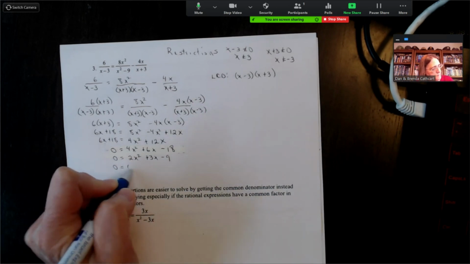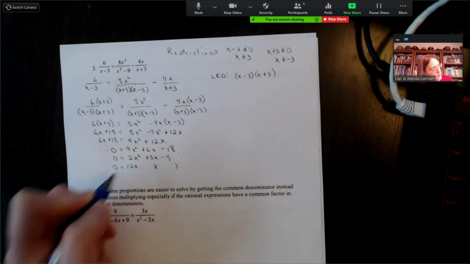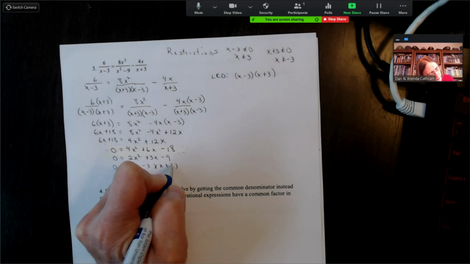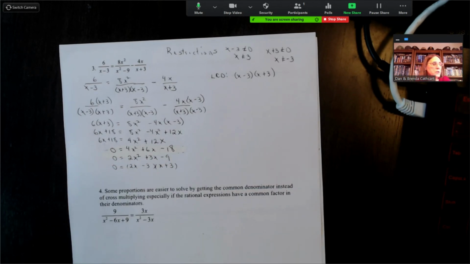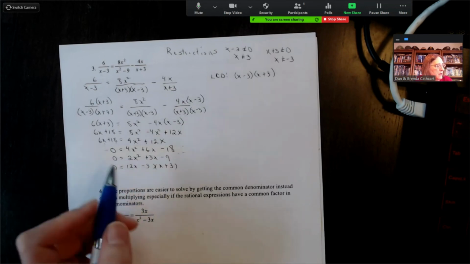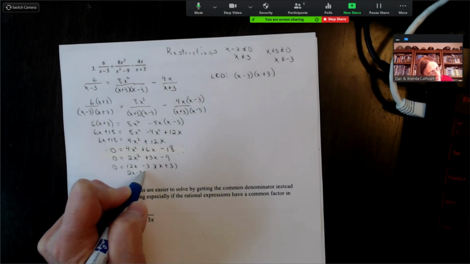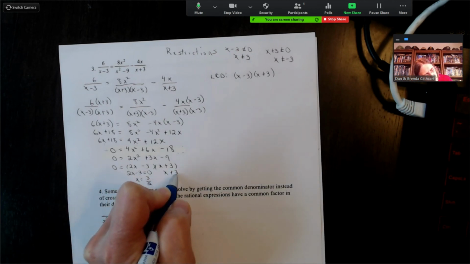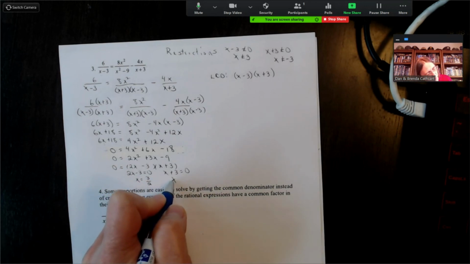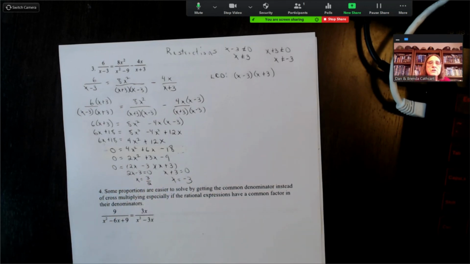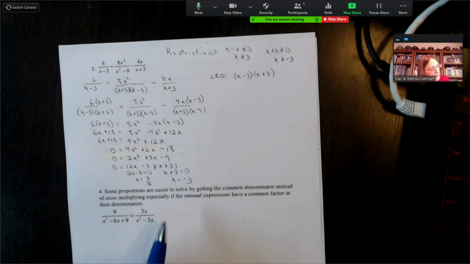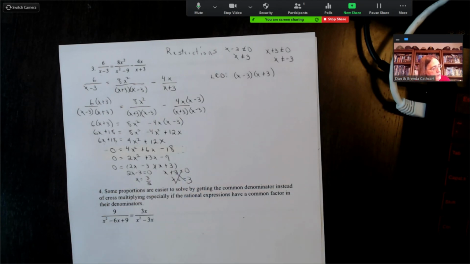This will also factor to 2x minus 3 and x plus 3. Setting each factor equal to 0, we get 2x minus 3 equals 0, which gives us x equals 3 halves. Setting x plus 3 equal to 0, we get x equals negative 3. Now, checking these solutions against our restrictions, x can't be 3 or negative 3, so the solution x equals negative 3 is thrown out, and our only solution is x equals 3 halves.